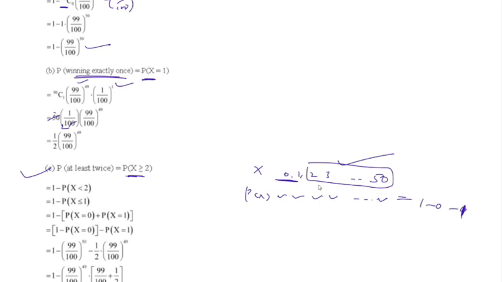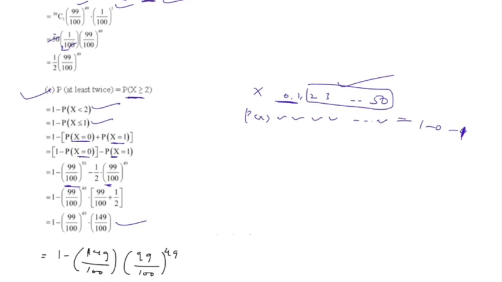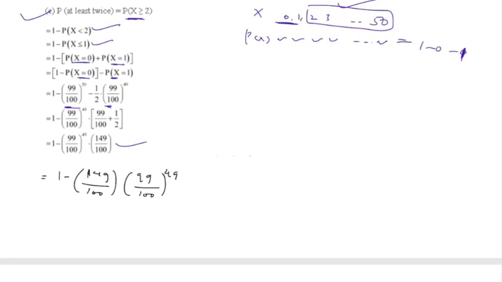So let's check here. 1 minus P of X less than 2 means 0 and 1. So 1 minus P of X less than or equal to 1, also we can write it as 1 minus, X equals 0 and X equals 1, taking probability separately here. So 1 minus 99 by 100 to the power 50, there is no success, minus 1 by 2 for X equals 1. Already we have exactly once solution here, so directly we have substituted 1 by 2, 99 by 100 to the power 49. So 1 minus 99 by 100 to the power 49, taking common from these two terms, inside 99 by 100 plus 1 by 2, it becomes 149 by 100. On simplifying, what we get is 1 minus 149 by 100 into 99 by 100 to the power 49 is the required answer.